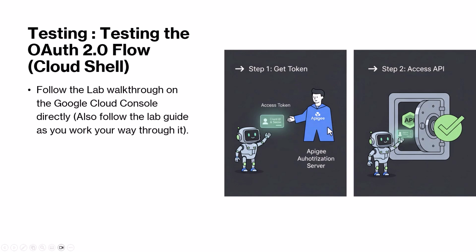And this is the Apigee authorization server. And this is the access token it grants. With this access token, you get entry to the exclusive nightclub, or in this case, access to the API.